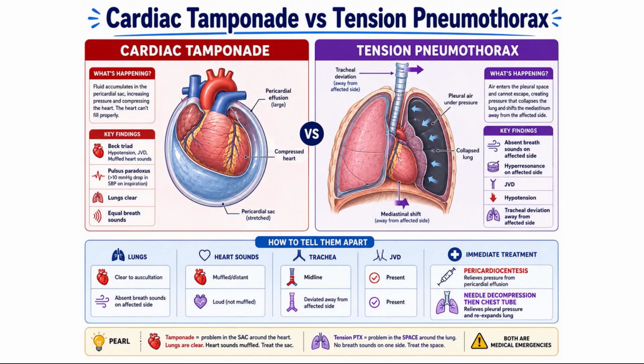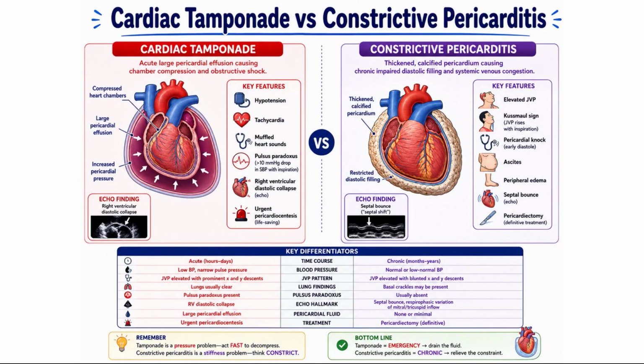Simple rule: tamponade is a problem in the sac. Treat the sac. Tension pneumothorax is a problem in the space around the lung. Treat the space. Both are true emergencies. Now the other classic mix-up: tamponade versus constrictive pericarditis. Time course: tamponade is acute, hours to days. Constriction is chronic, months to years.